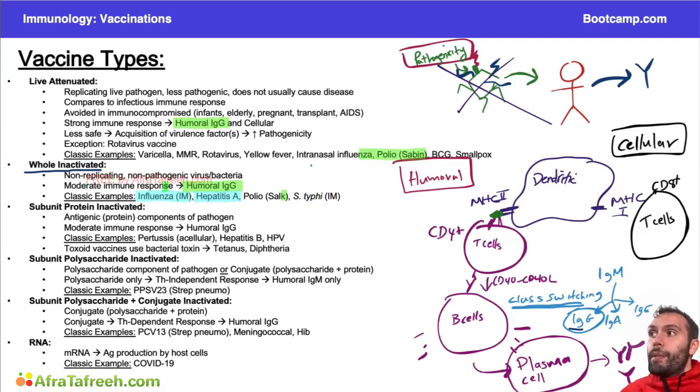But essentially, that's the big difference. The big difference is you're not getting a cellular response because the virus is killed. It's not infecting the dendritic cells to then have it be presented on MHC1. So that's the concept.